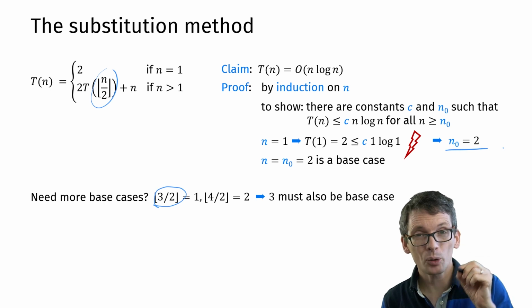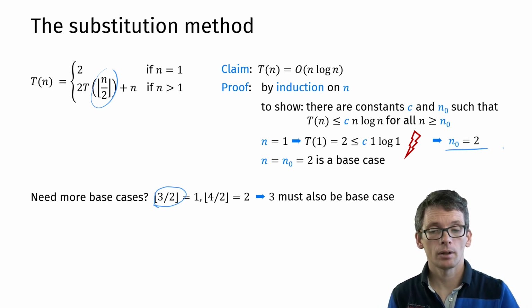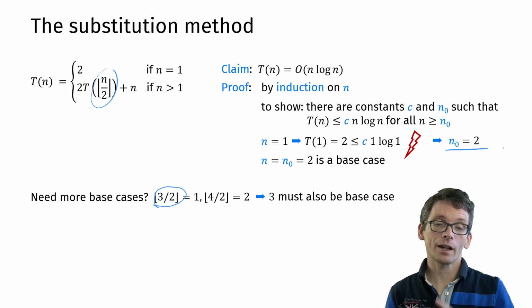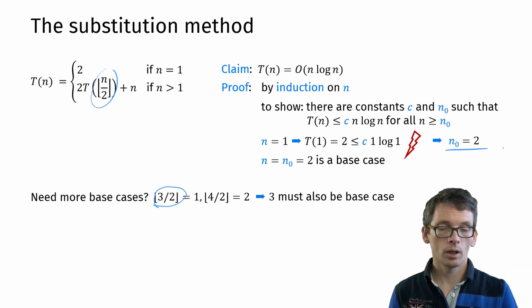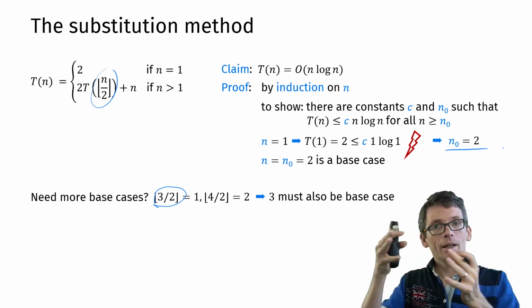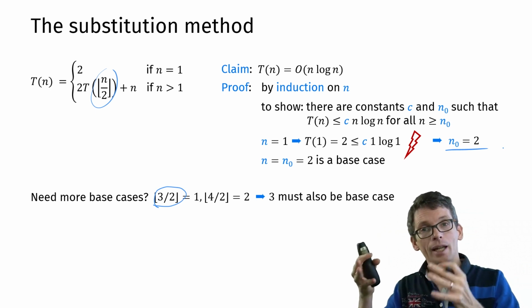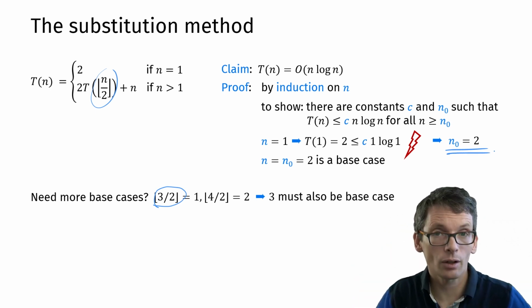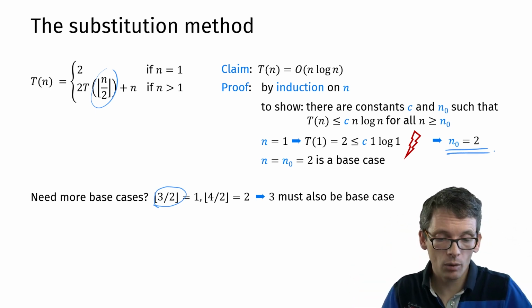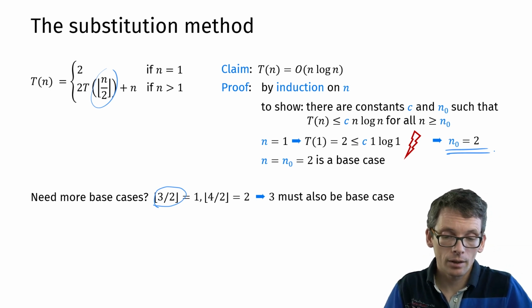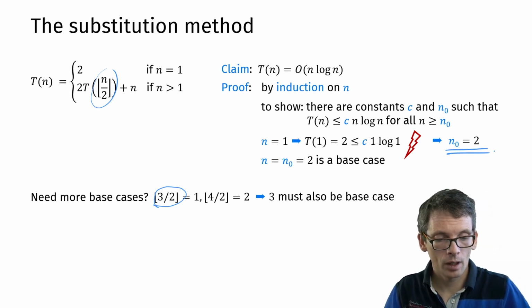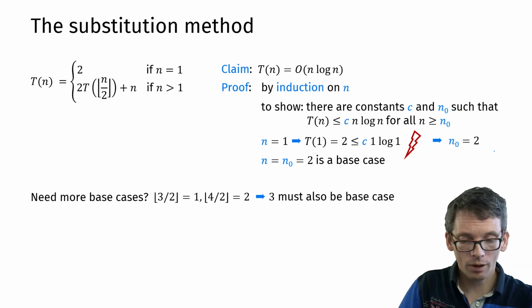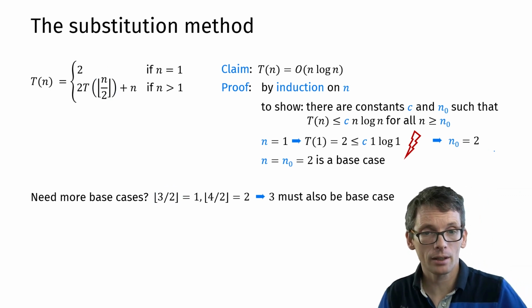So that means we also need 3 as a base case. In contrast, 4 divided by 2 is 2. So in that case, for 4, we already have a case that is in the set of numbers larger or equal n0. So that is handled by a base case. So in short, what we need is to have 2 and 3 as base cases here.